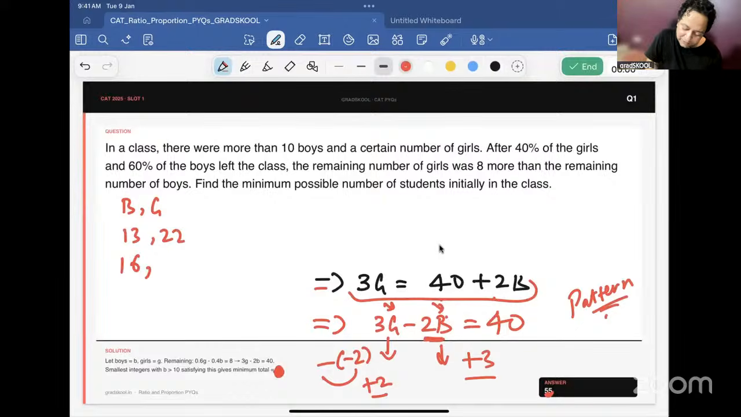16, and this is 24. Not possible because we need both the values as a multiple of 5. 16 plus 3 is 19. Not possible. Plus 3 is 22. Plus 3 is 25. This might be possible.